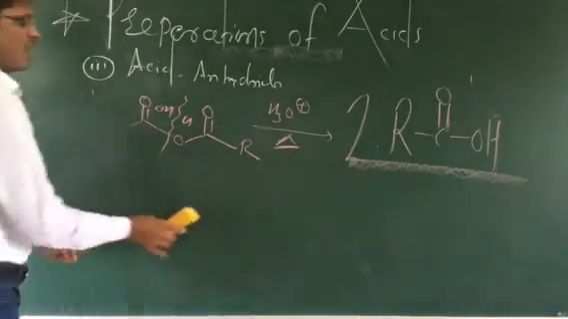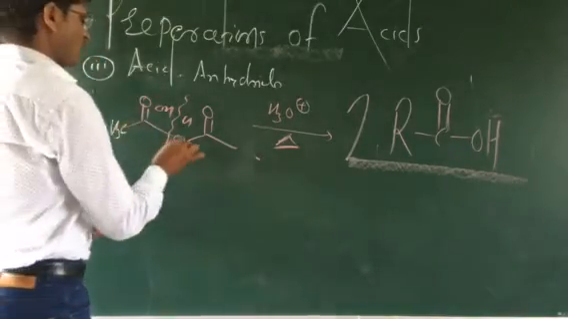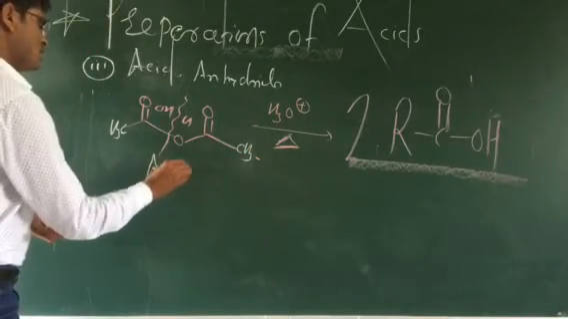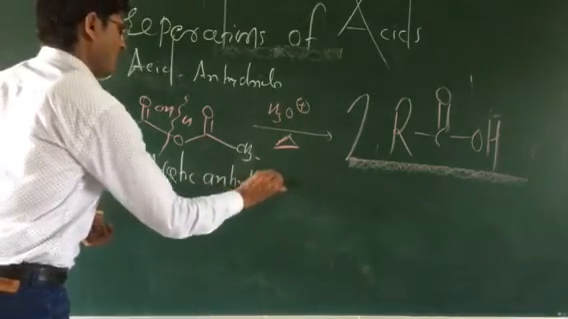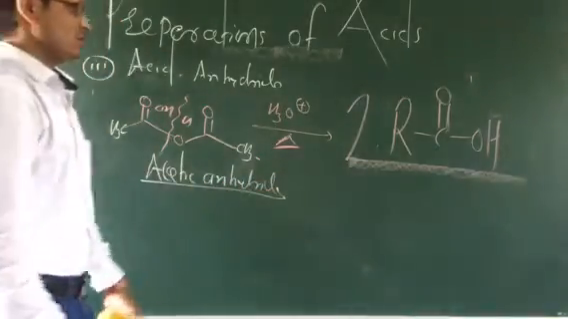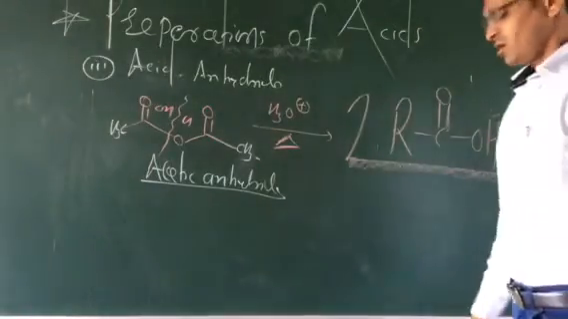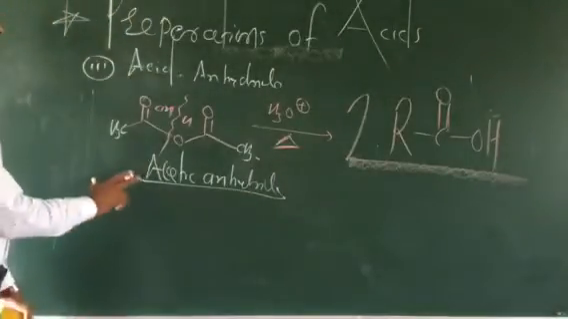Simple. Instead of R, you can take the CH3 group. This is CH3 C double bond O CH3. The name of this compound is acetic anhydride. So this is the reactant molecule. It is most useful for the preparation of drugs, for example heroin, morphine, these types of drug molecules.